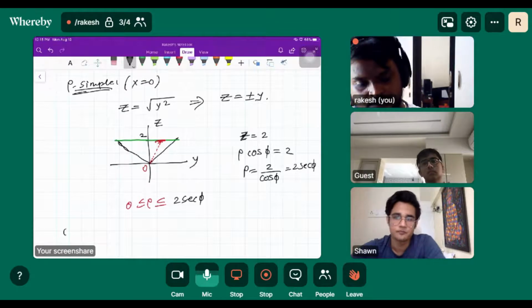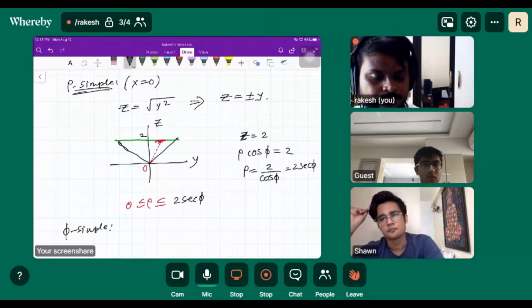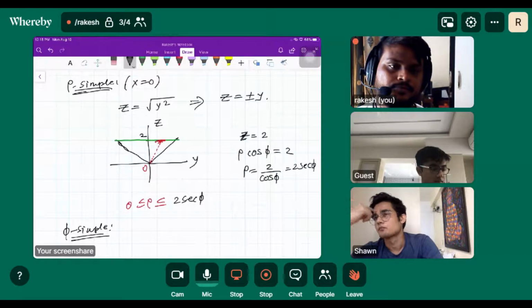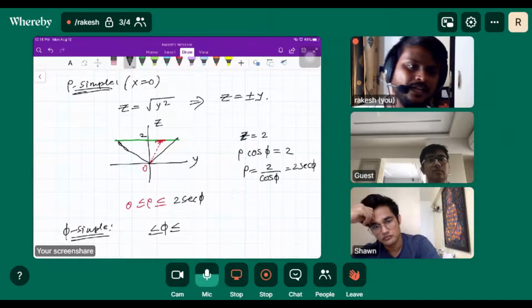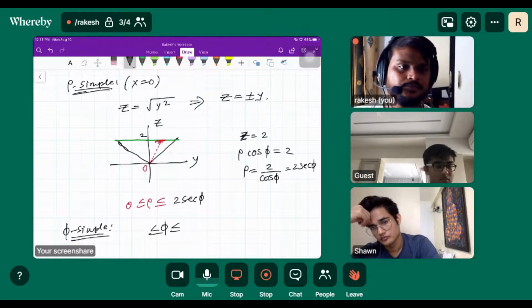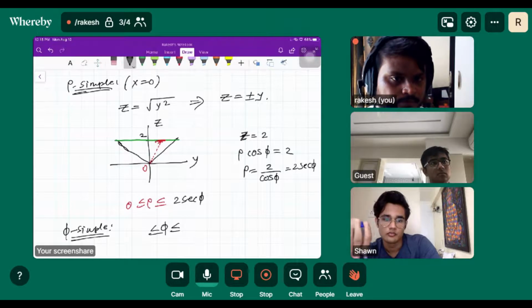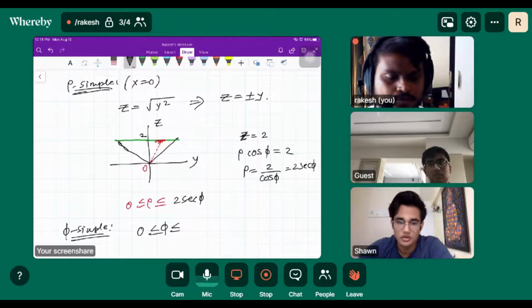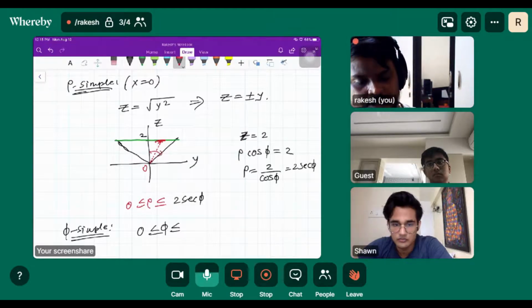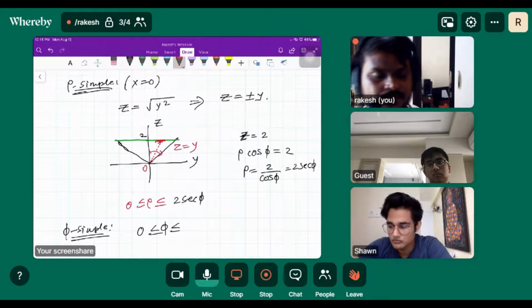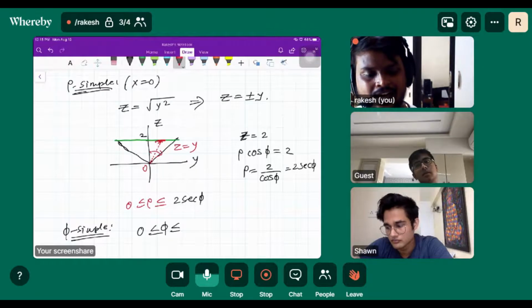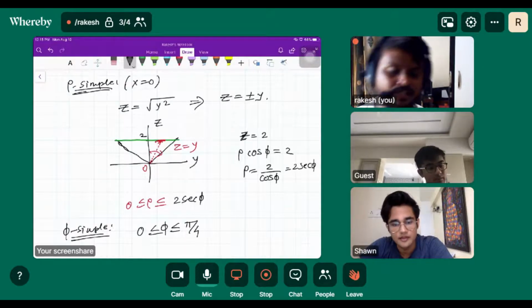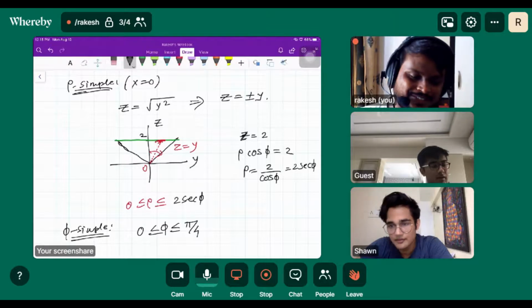Now what is the phi sample? Now you can answer, I know that. What would be the phi sample here? 0 to pi by... See, the angle is like, z is equal to y, isn't it? z is equal to y. So the angle is between 0 and pi by 4. It's not that hard, please understand this properly. You said pi by 4, yeah? Got it.